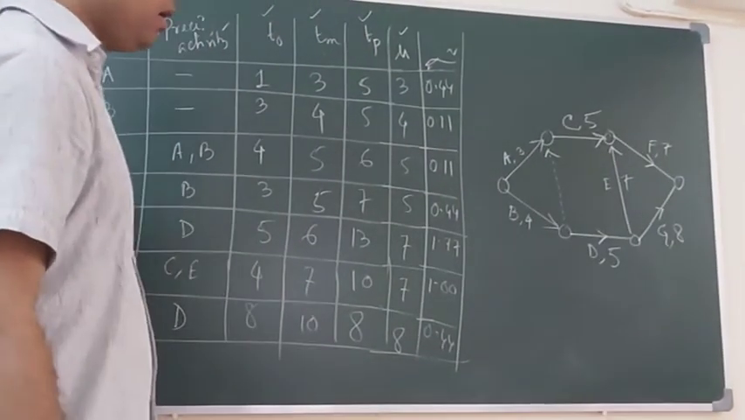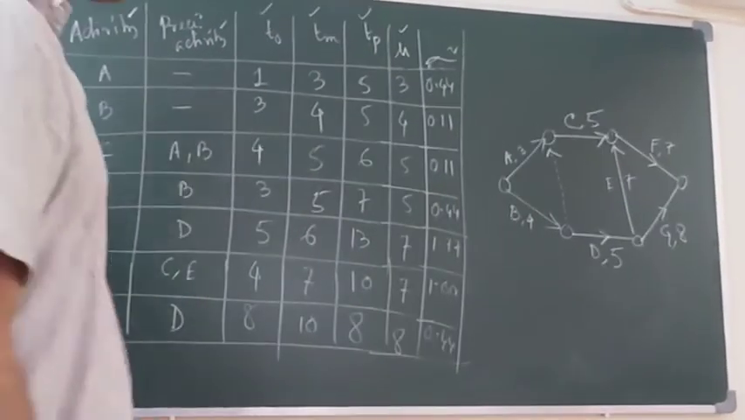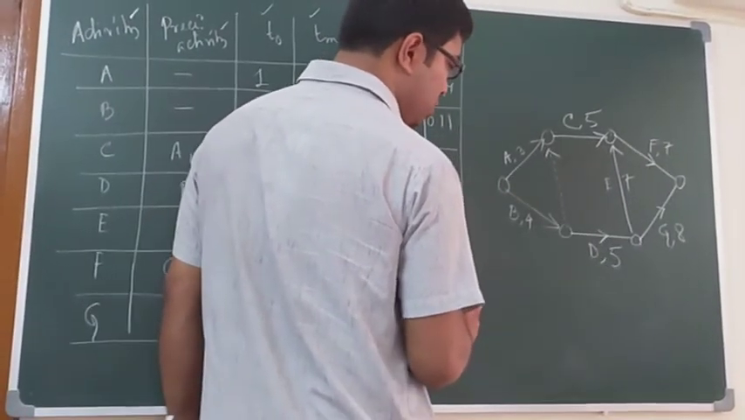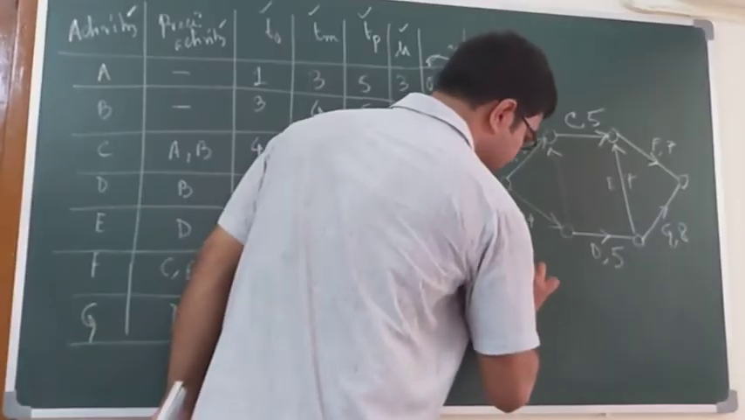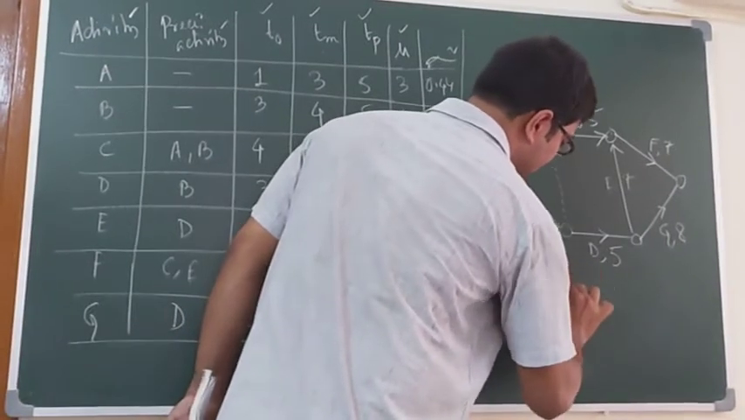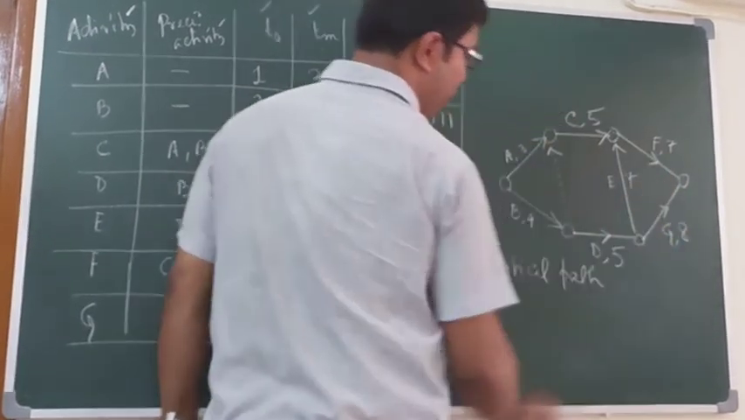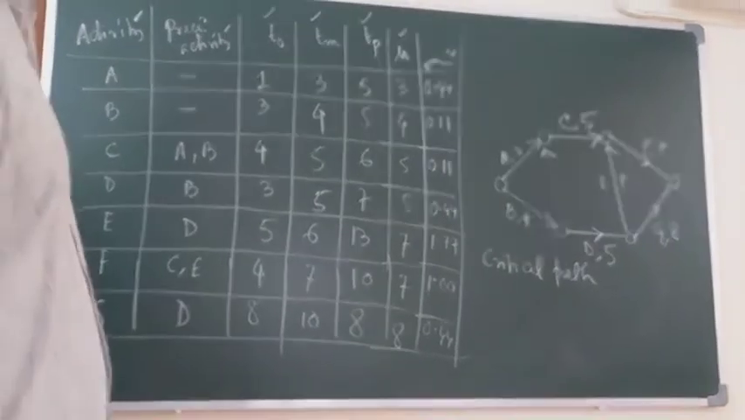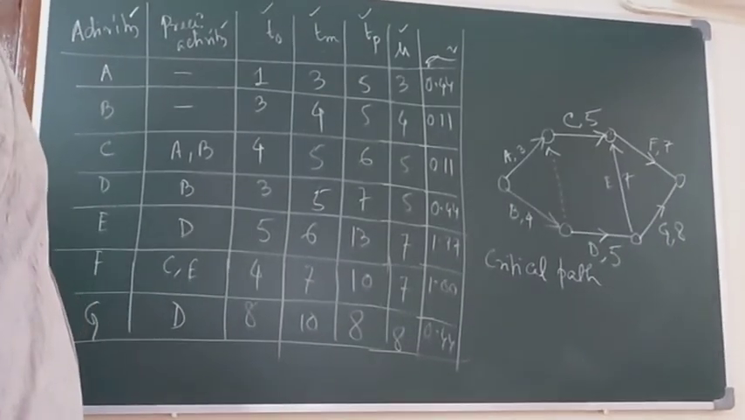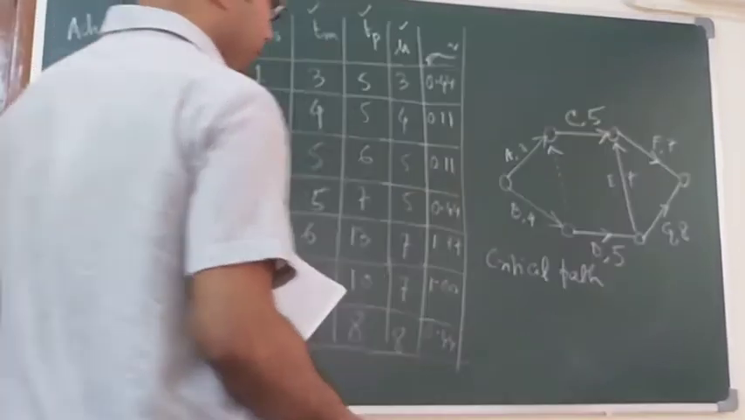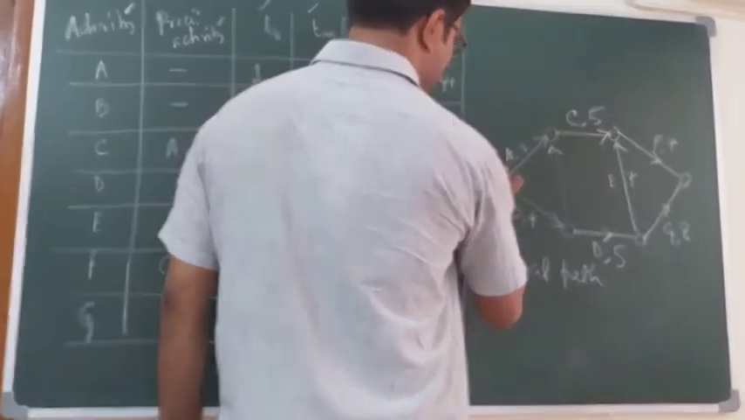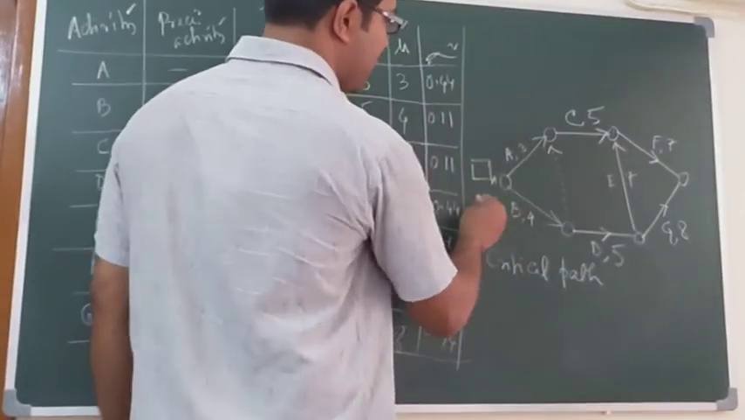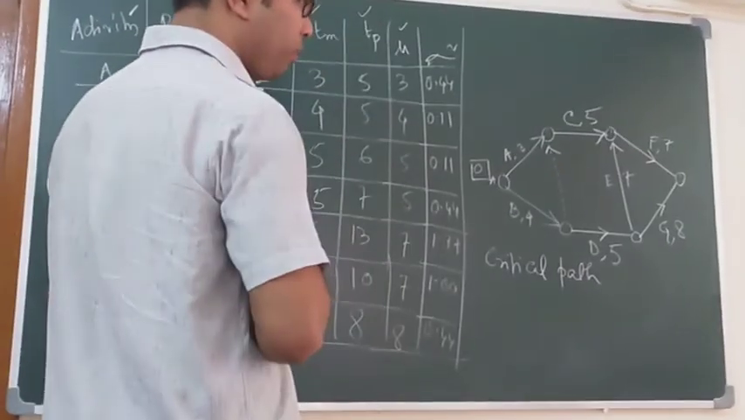Now from this network we have to find the critical path. What is the critical path? We have to use the forward pass and backward pass. So forward pass: the first node, always, is 0.